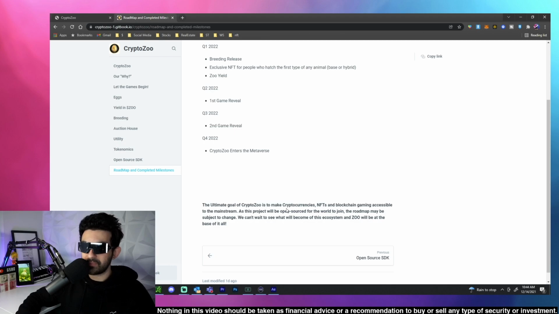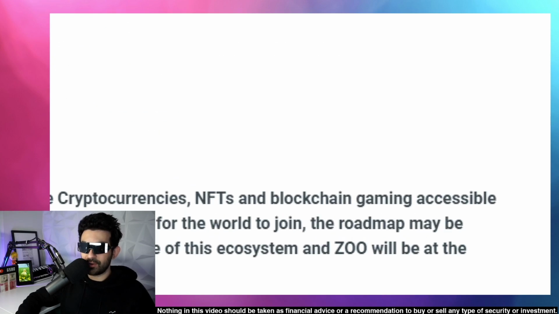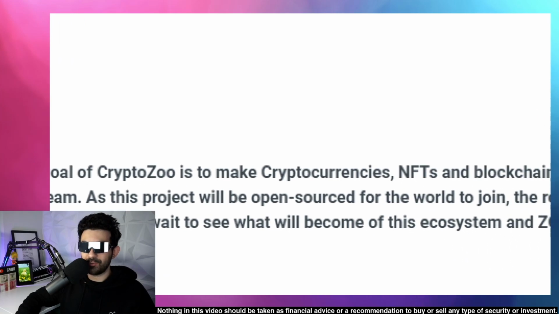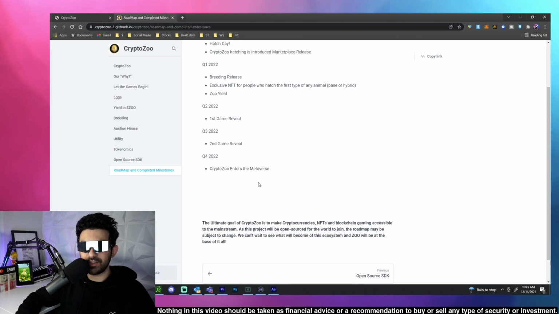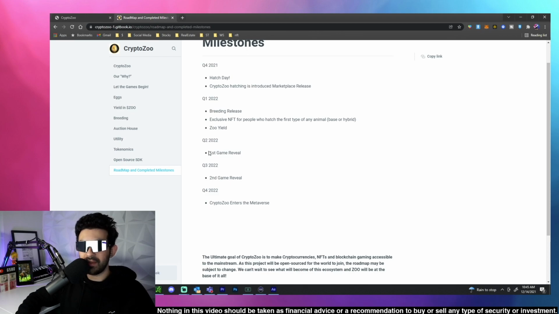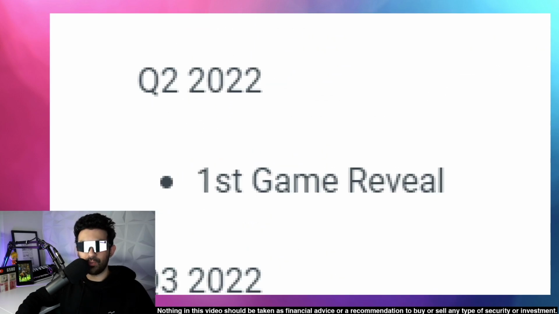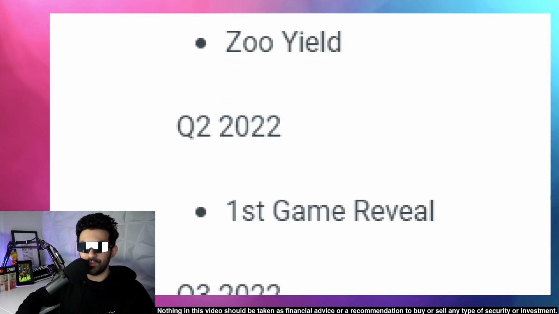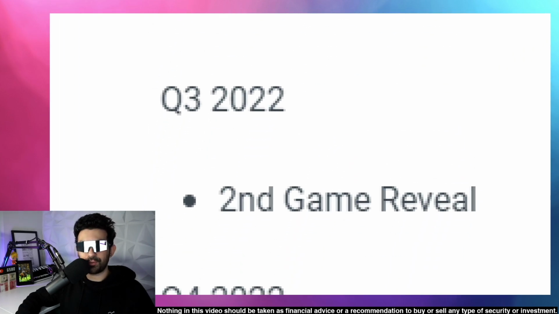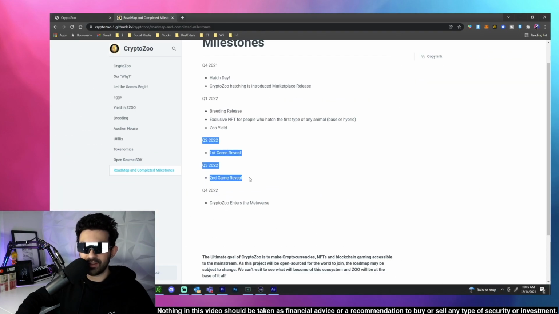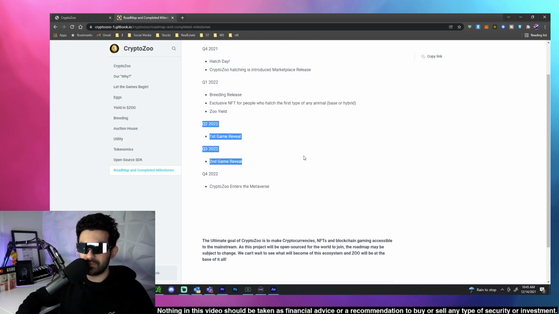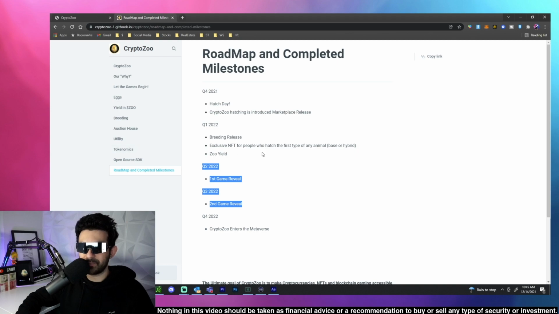All right? So again, their goal stays the same. They want to make it accessible to the mainstream. This project will be open source for the world to join. There's going to be other people who come in and create games. So just because there's one game in Q2 2022 and then another game Q3 2022, doesn't mean that there's not going to be like 100 different games to play in between that time as other people start to develop on their open source. So I hope all that makes sense.